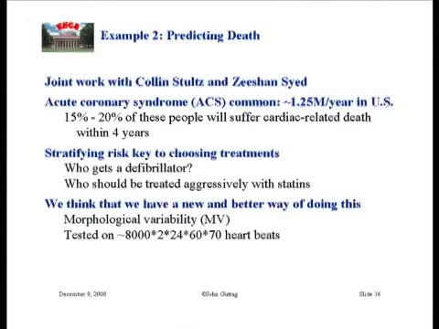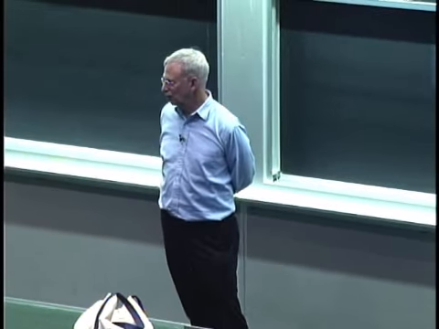So what to do? The key thing, we have treatments. We actually know how to treat most of these things, but we don't know who to give the treatments to. So for example, who gets an implantable defibrillator? Who should be treated aggressively with statins? We think we've found a new way to decide who should get these kinds of treatments, something called morphological variability, which I'll talk about only briefly.